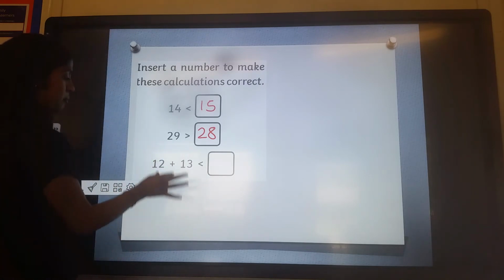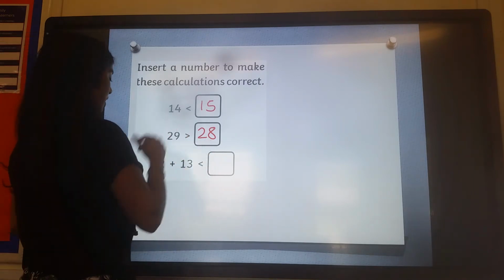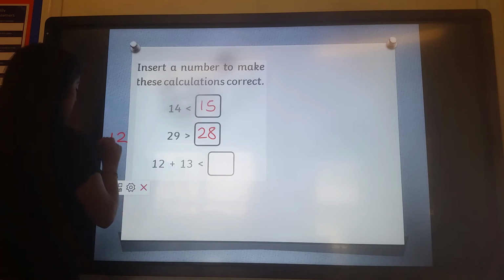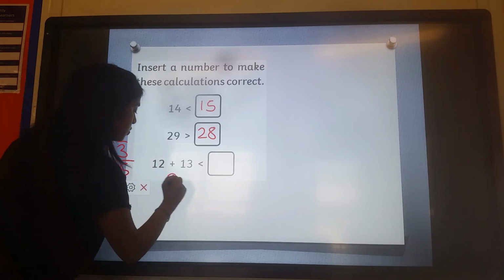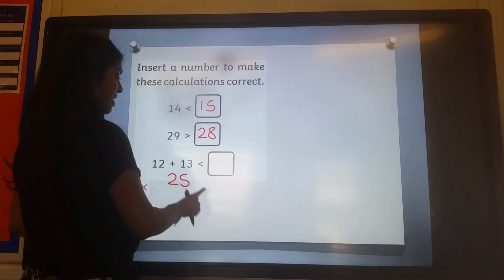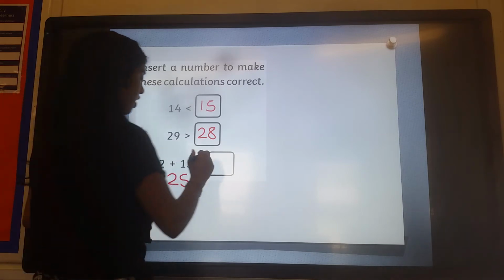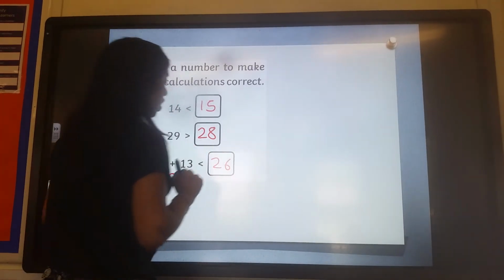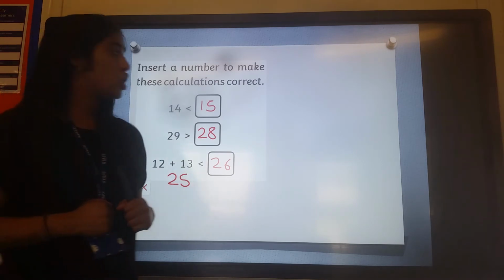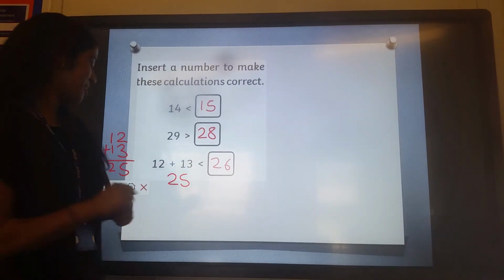Here I'm going to add the numbers together to help me calculate the answer. So 12 plus 13. So 3 plus 2 is 5. 1 plus 1 is 2, so the answer is going to be 25. So my number here has to be greater than 25. So as long as your answer is 26 or more, then you've got that question correct. Well done.